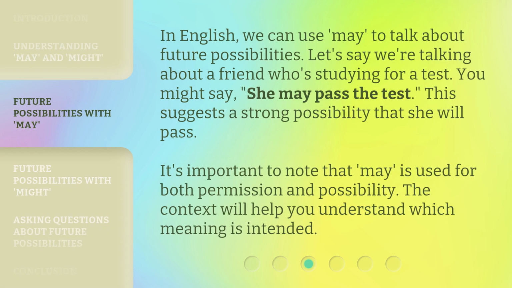In English, we can use may to talk about future possibilities. Let's say we're talking about a friend who's studying for a test. You might say, "She may pass the test." This suggests a strong possibility that she will pass. It's important to note that may is used for both permission and possibility. The context will help you understand which meaning is intended.